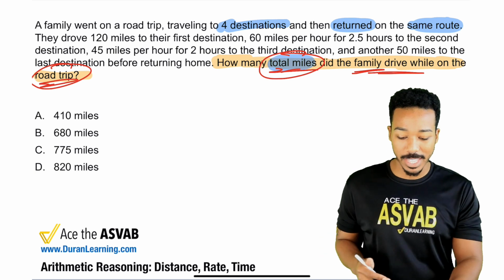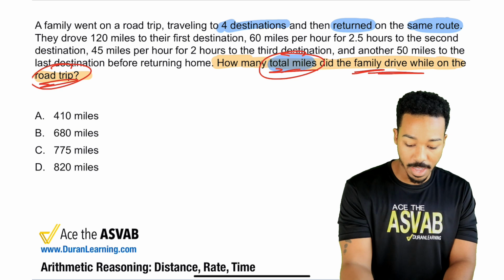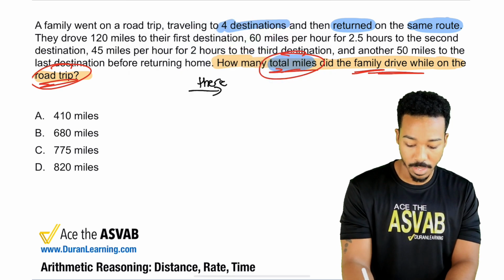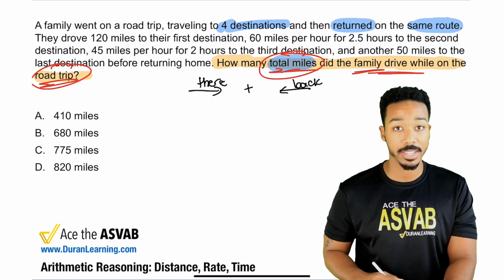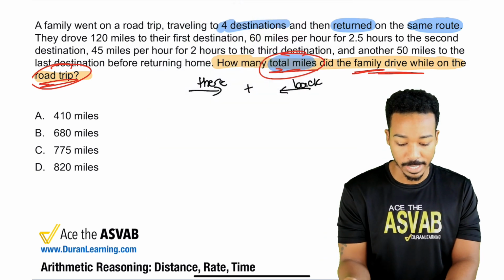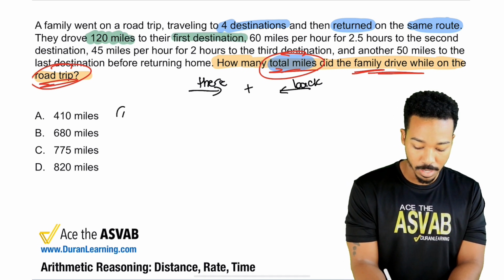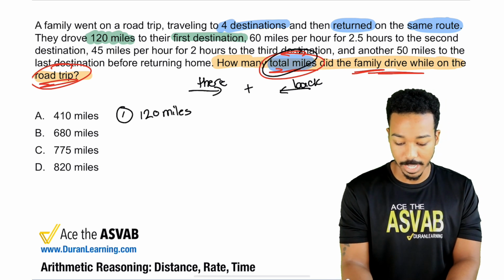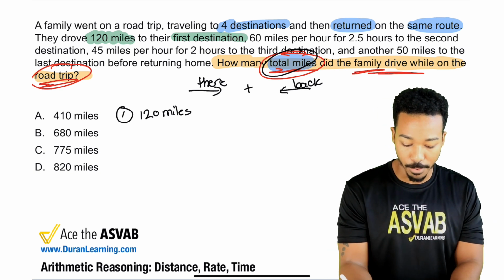All right, so with that said, 4 destinations, return on the same route. That tells me that they went there and they had to come back. There and back. That's what that tells me. Now, looking at the rest of the information, let's look at those hard numbers here. Let's grab green. 120 miles to destination number 1. All right, cool. So 120 miles. And if I'm looking for total miles, that's pretty good. I have a solid number that I can work off of, right there for the first destination.